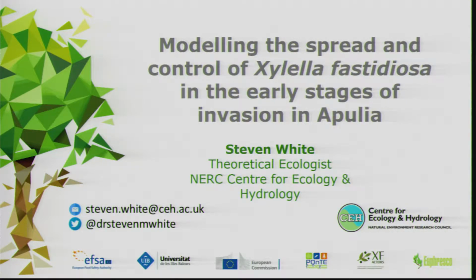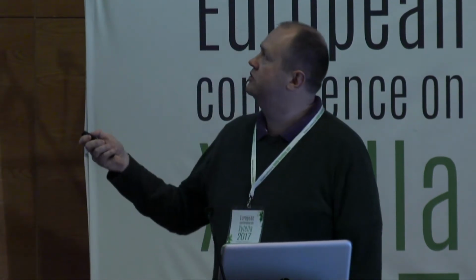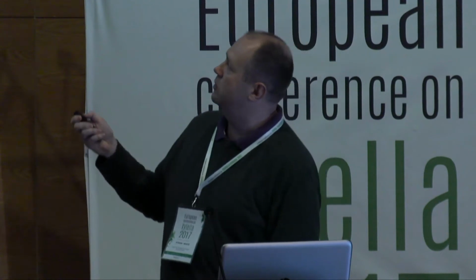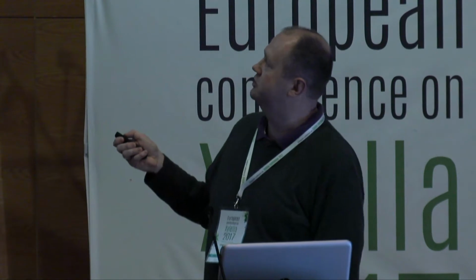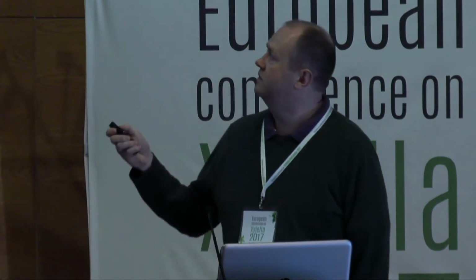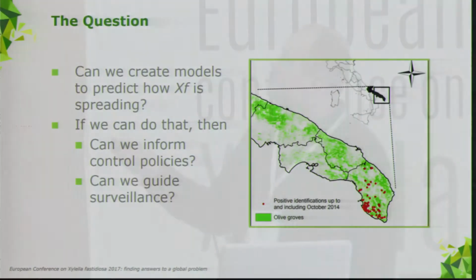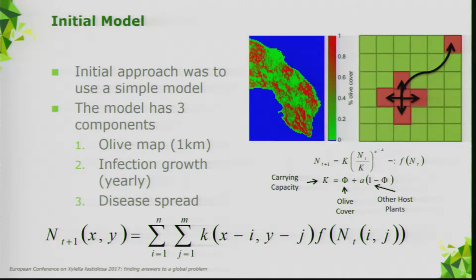So we started this work some time ago. We were invited by our friends at EFSA to start modelling the spread of Xylella in Apulia. This is how we got started on the project. So what we want to do is try and create models which will try to predict how Xylella is spreading throughout this Italian region. And if we can do that, then we can perhaps inform control policies and we can guide surveillance. So this is what the model looks like.